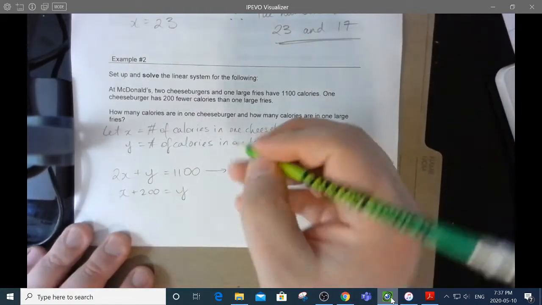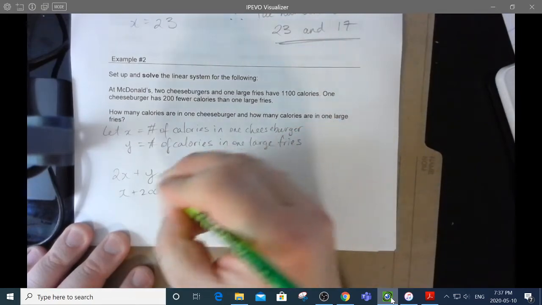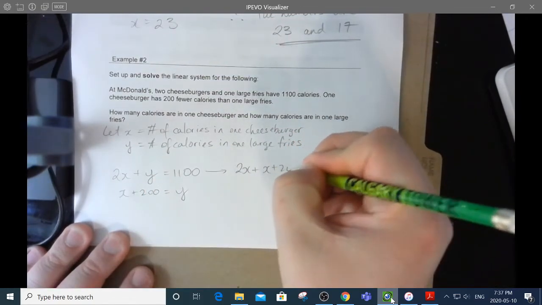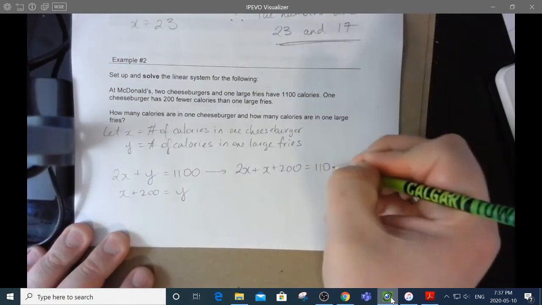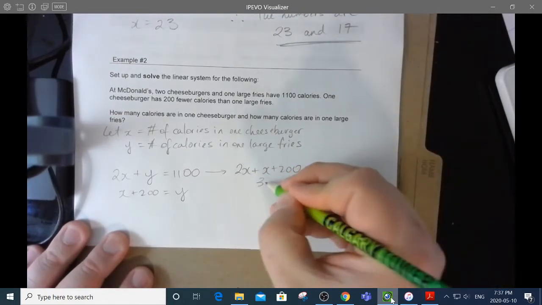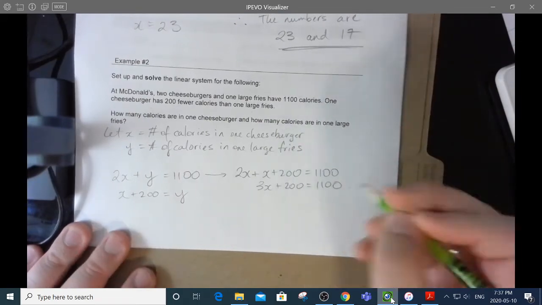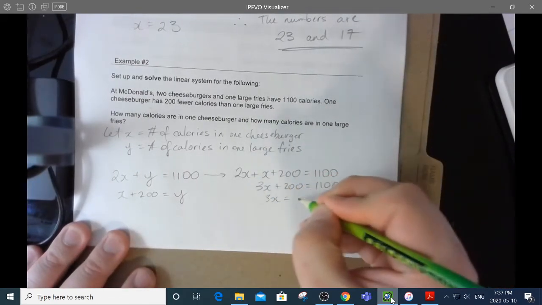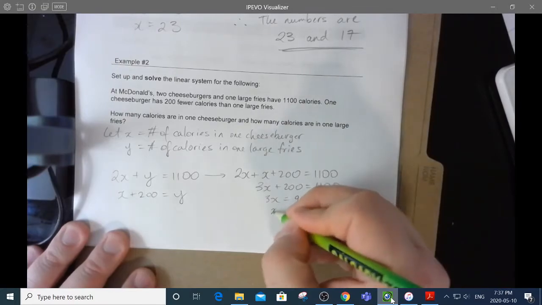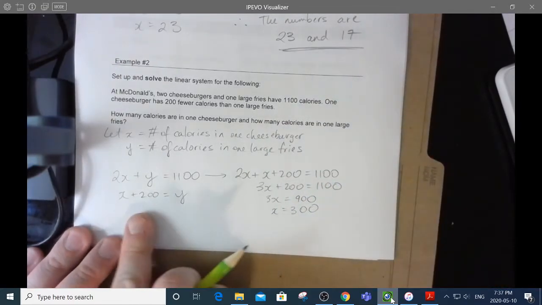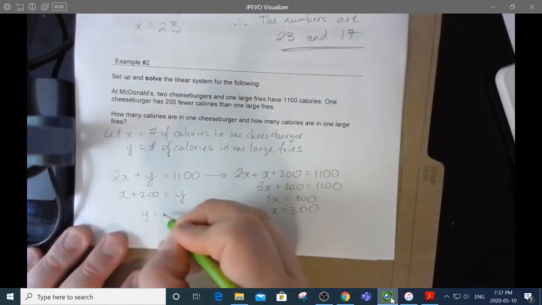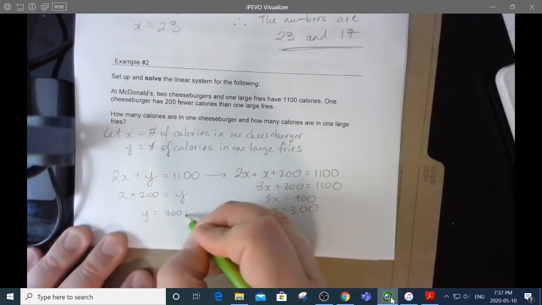So I'm going to substitute that in here. 2x plus, and instead of y, I'm going to put x plus 200, the substitution method. And then 3x plus 200 is equal to 1,100. I'm going to minus 200 from both sides. 3x is equal to 900. Divide both sides by 3, and x is 300. Go back over to here. y is equal to x plus 200, so y is 500.